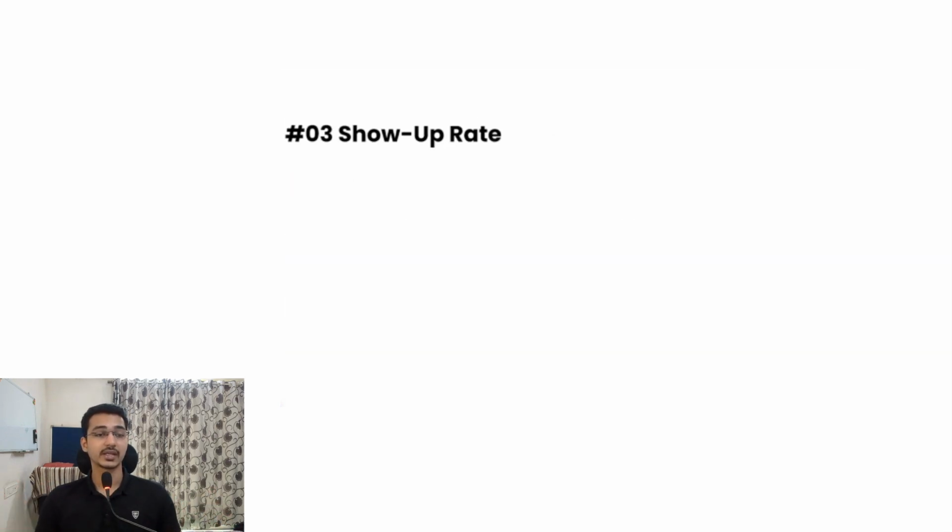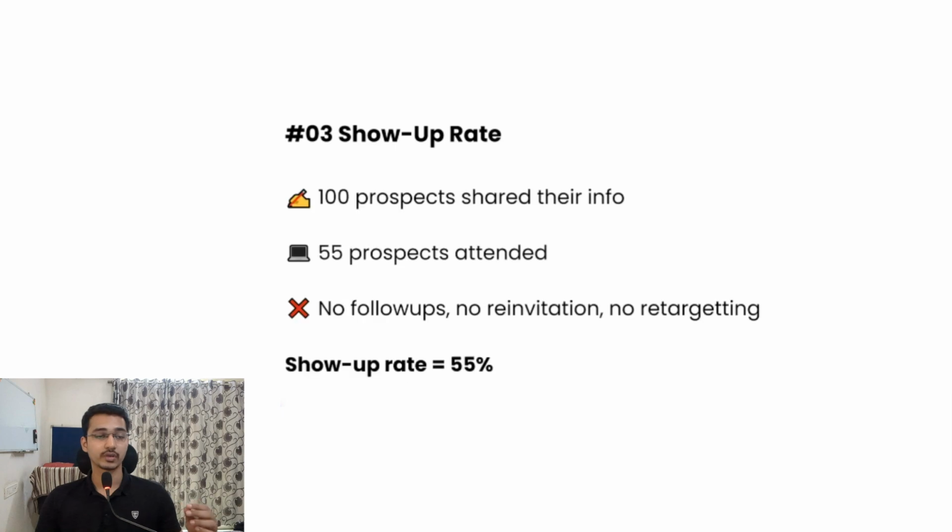Now, the third metric is show up rate. Again, to give you a quick perspective, if 100 prospects shared their info with you and only 55 prospects attended the particular event for which they shared their information, and idealizing the situation that you have no follow-ups, no re-invitations, and no retargeting, your show up rate will be 55%.